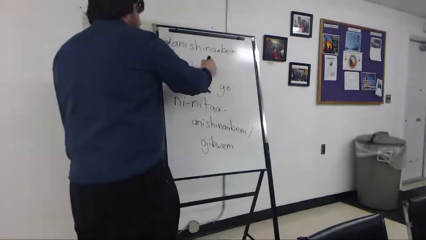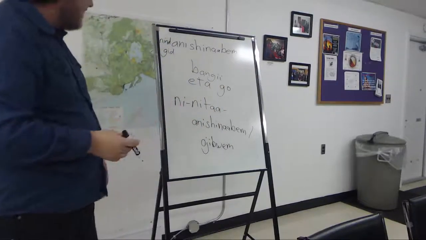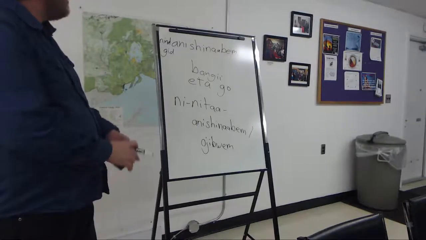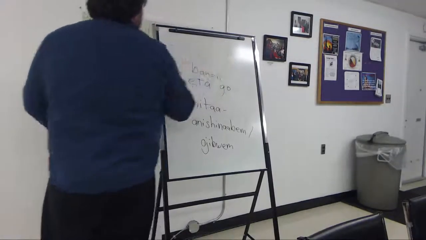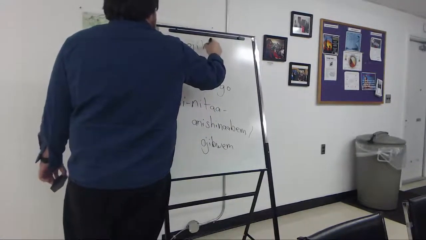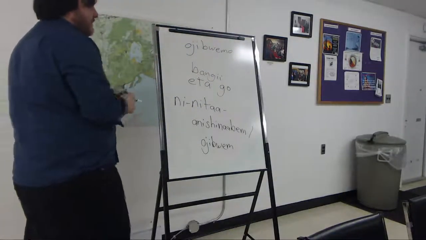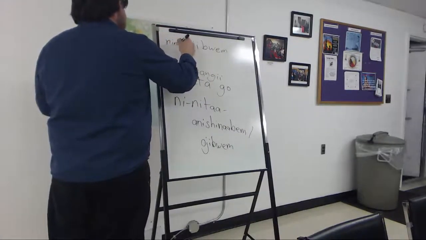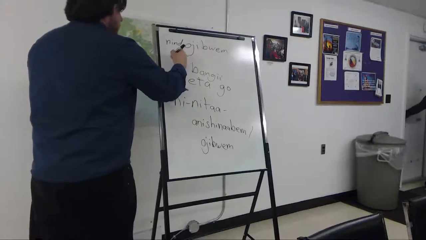Nineta Ojibwe, are you fluent in Ojibwe, or do you speak well in Ojibwe? Bungi Etigo, only a little bit. Bungi Etigo. It's the same thing. Wemo, he or she is speaking. He or she speaks Ojibwe.